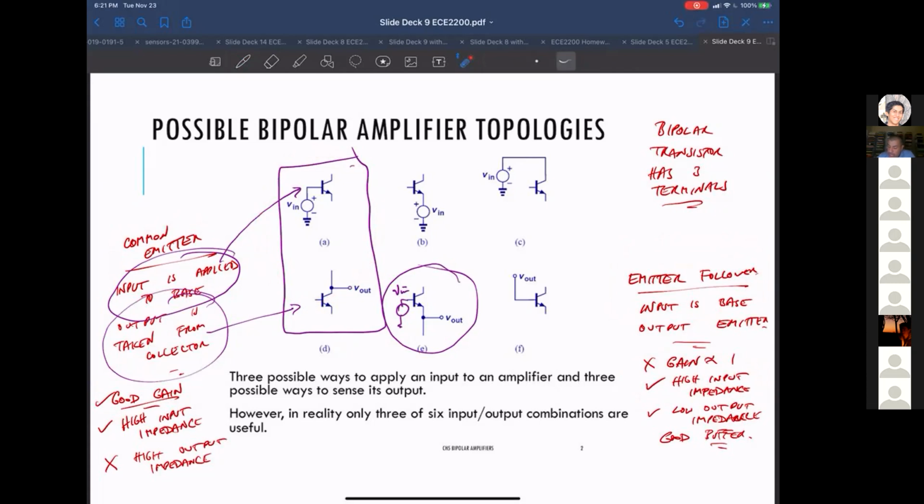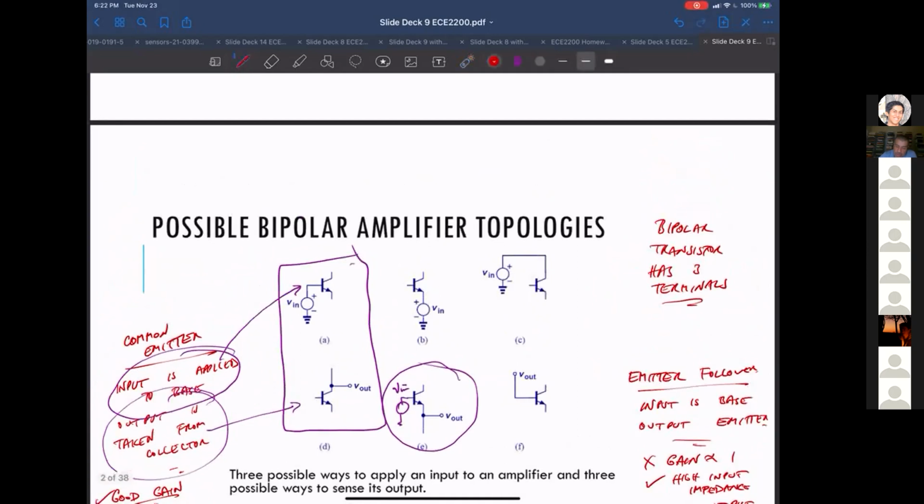And the emitter follower has a low output impedance, so now it can drive your output, whatever your output load is, even if that output load is low resistance. So these two are particularly popular stages or amplifier topologies in bipolars. There's a third one, which you see a lot less of.